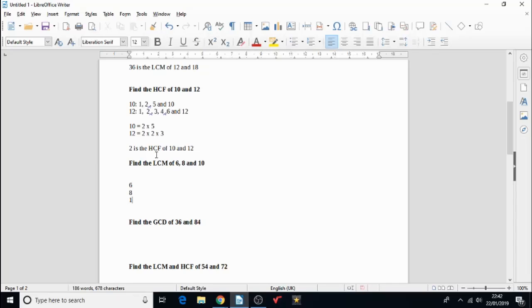Going to write these numbers out as products of prime factors. So 6 is 2 multiplied by 3. 8 is 2 multiplied by 2 multiplied by 2. 10 is 2 multiplied by 5.